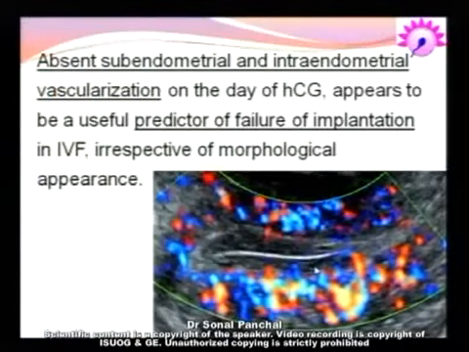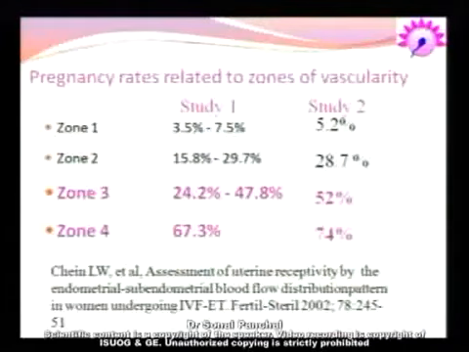the central line. Absent subendometrial and endometrial vascularization on the day of HCG appears to be a very useful indicator for implantation. And the studies have shown that the pregnancy rates are much higher when the vascularity was shown in zone 3 and 4 as compared to when the vascularity was seen only in zone 1 and 2.